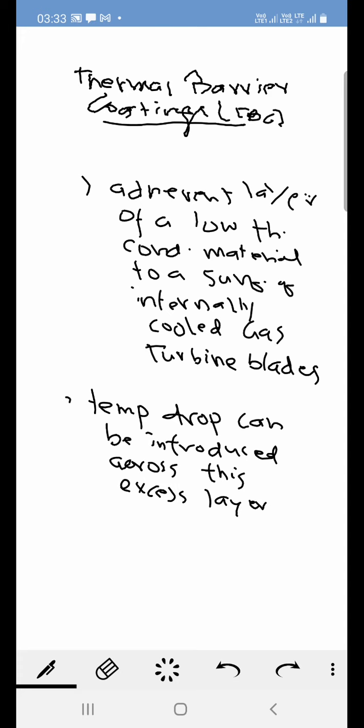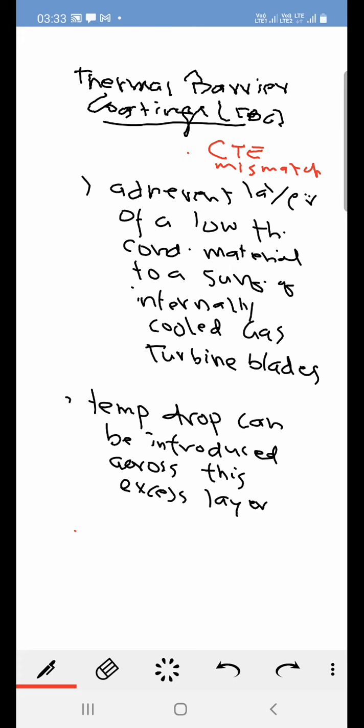So there is actually no CTE mismatch. Mainly they are done to solve the problem of CTE mismatch between the two types of materials. So there is a thermal barrier which needs to be added as an extra layer to control this problem.